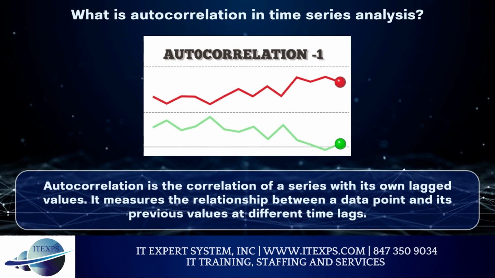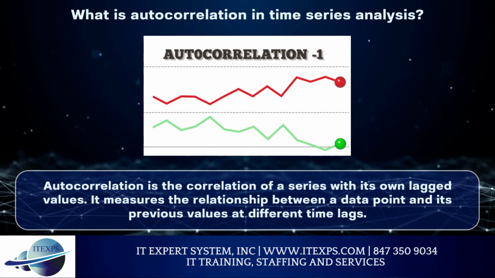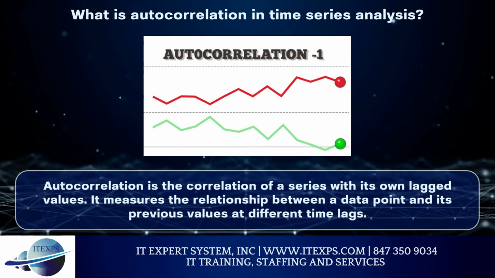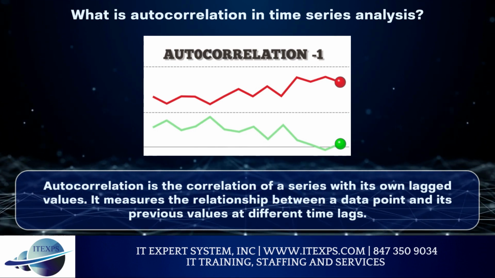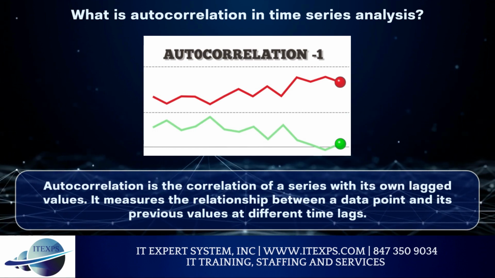What is autocorrelation in time series analysis? Autocorrelation is the correlation of a series with its own lag values. It measures the relationship between a data point and its previous values at different time lags.